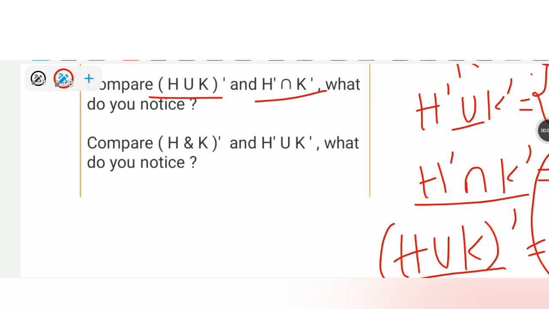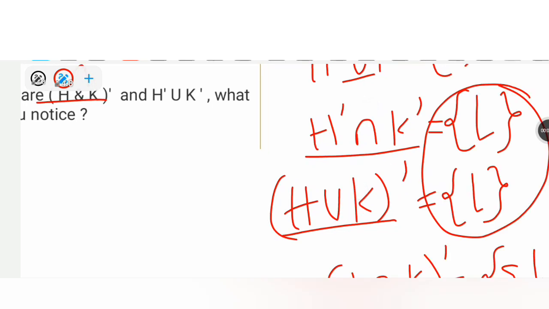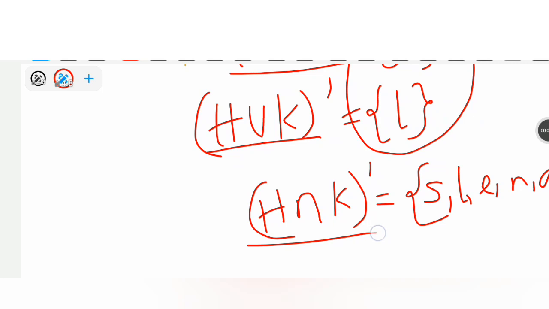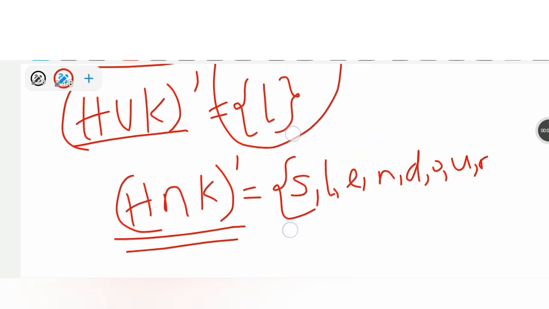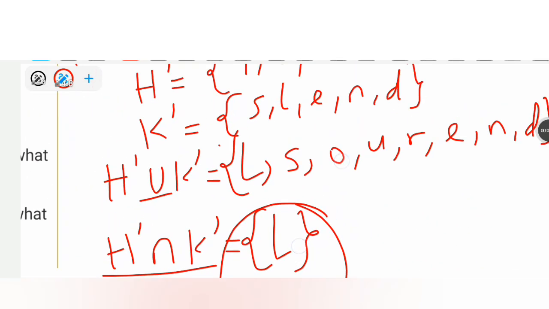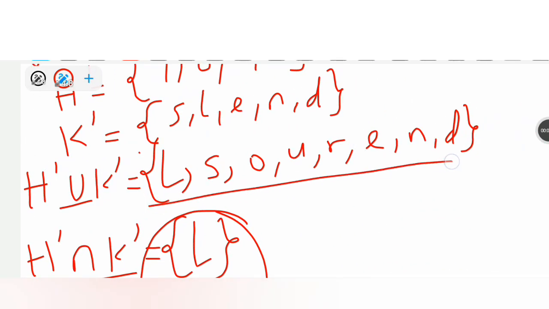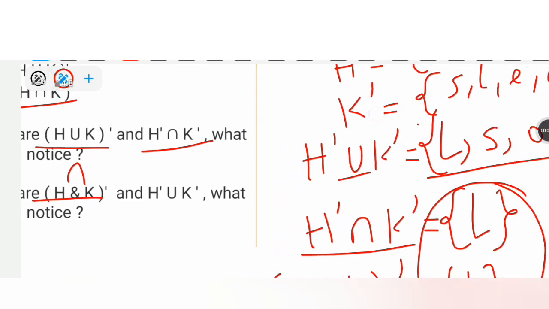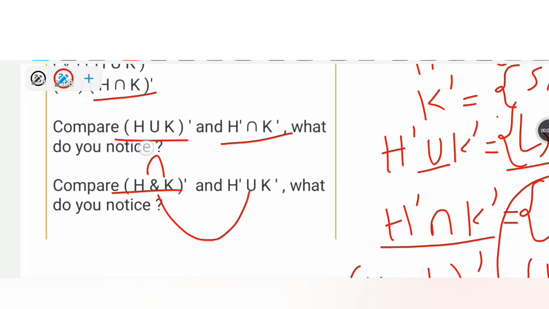The next one, you are told to compare H intersection K. This symbol is intersection. Okay, and H prime union K prime. So H intersection K prime is here, that's S, L, E, N, D. You have to compare it with H prime union K prime, which is also S, L, E, N, D. So both of them have the same answer.